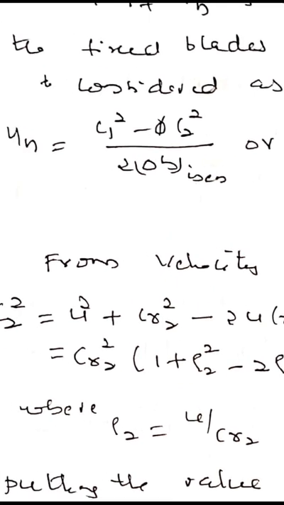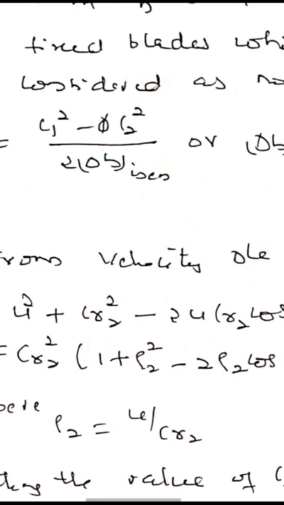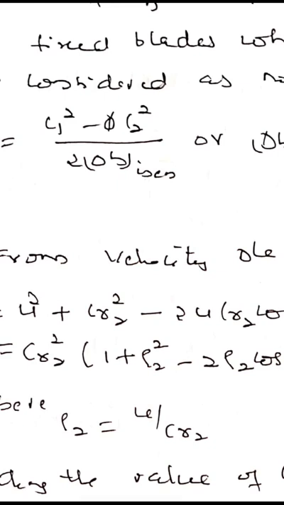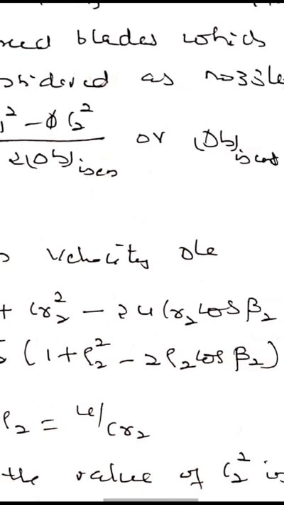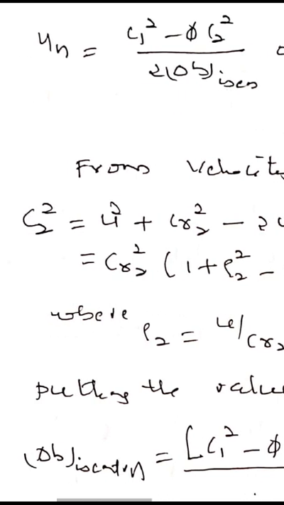Then taking CR2 square outside, it will be 1 plus U square by CR2 square, defined as rho 2. Then 2U CR2 divided by CR2 square, CR2 gets cancelled. It will be 2U divided by CR2, which is 2 rho 2 cos beta 2, where rho 2 is U by CR2. So this is the value of CR2 square.